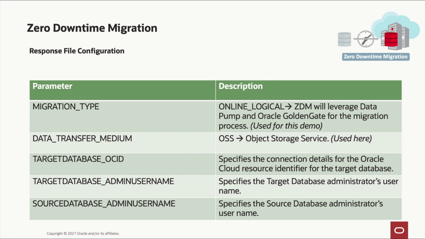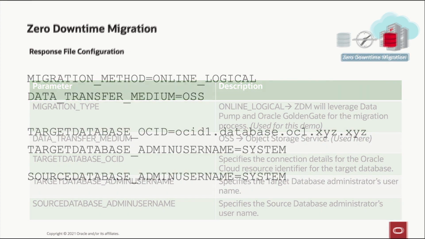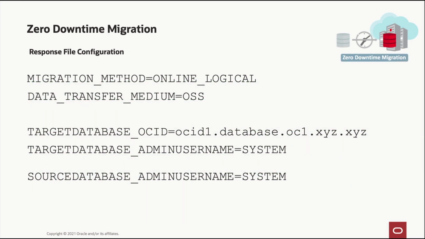The target database OCID specifies the connection details for the Oracle database. Then we have the target database username, which specifies the target database admin username, and the source database admin username, which specifies the source database administration username. The next slide will show you an example of how this will look in your response file. Of course, bear in mind this is just an example, but this is how it should look, and you should adapt it to your specific parameters, use case, and environment.